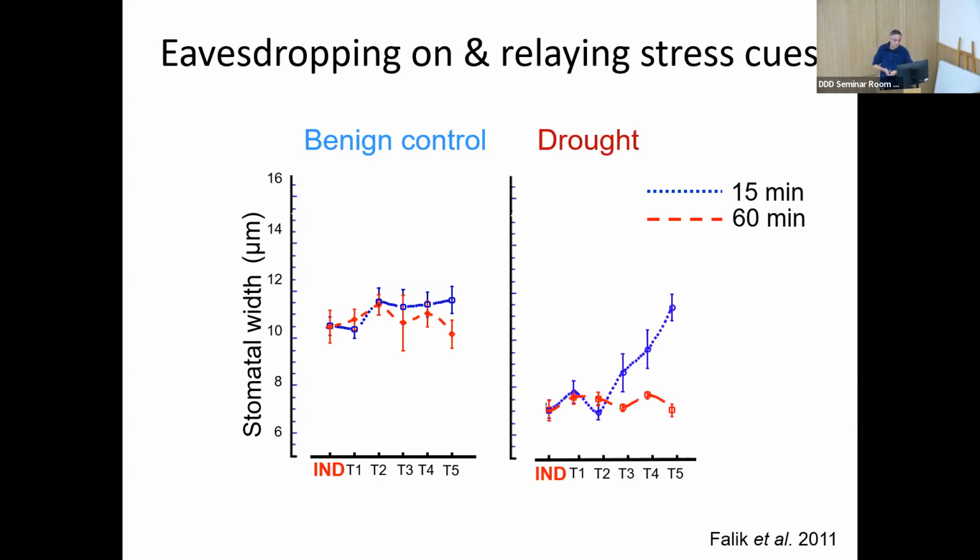But when you induce drought on one of the roots of one of the plants, after 15 minutes, both the induced plant and the 2 neighbors close the stomata, see the blue line, and after 1 hour, all of them close. 5 neighbors down the road, right? So this is a very rapid communication of stress cues.